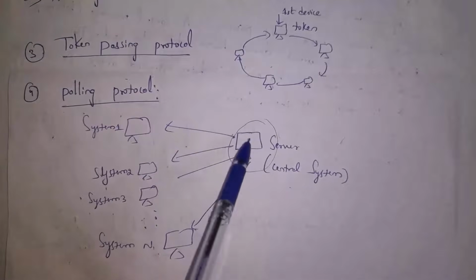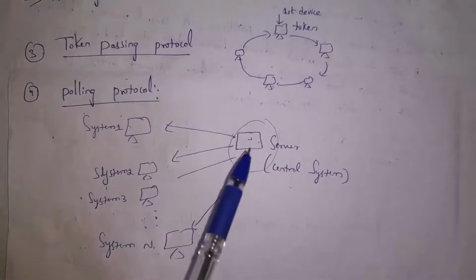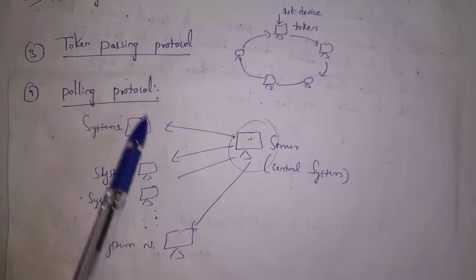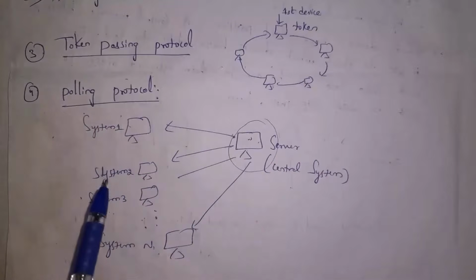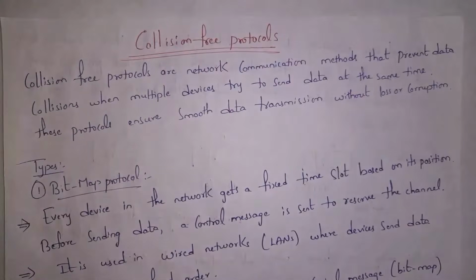This system will call each and every device line by line in order to send data. At first, this computer will call system 1 in order to send data. After system 1, this computer will call system 2 and then system 3, system 4 and so on. These are 4 collision-free protocols.